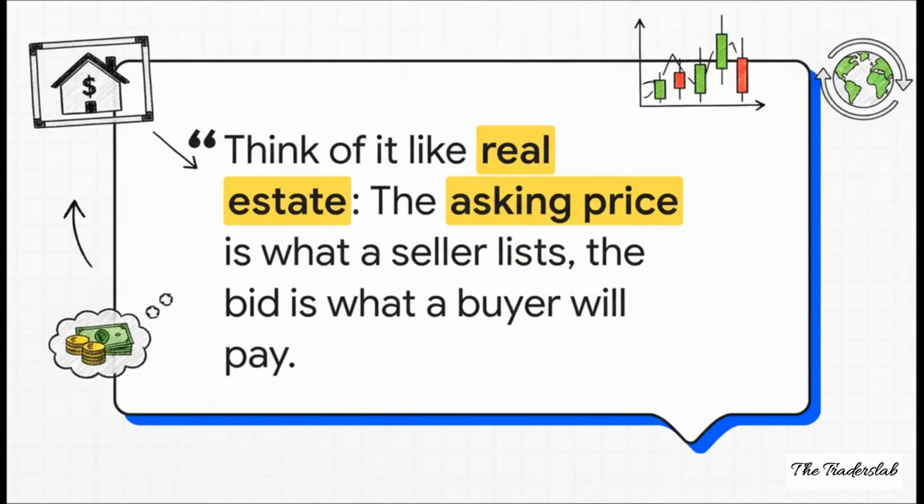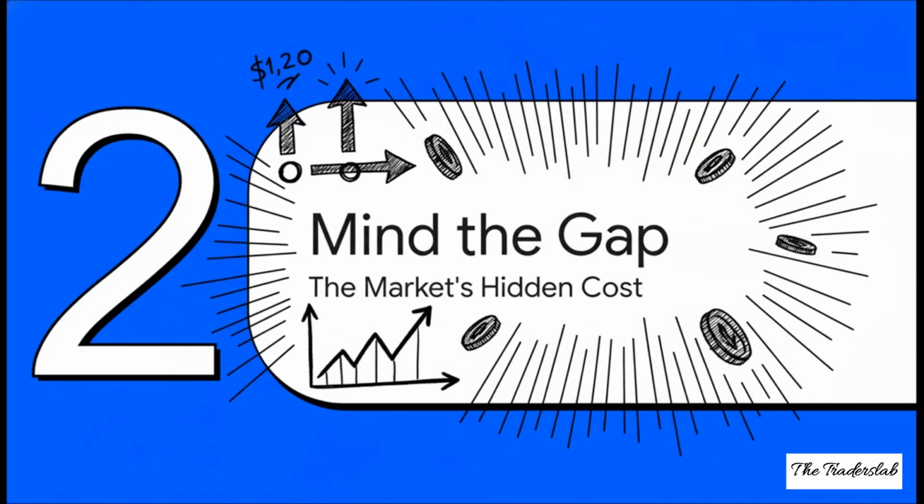A great way to think about this is to imagine selling a house. When you sell a house, you set an asking price. Then buyers come in and make their bids. It's the exact same principle in the financial markets, it just happens at lightning speed. So we have two prices, but often the most important information is actually the space between them. That gap, which we call the spread, tells you a surprising amount about the market you're looking at.